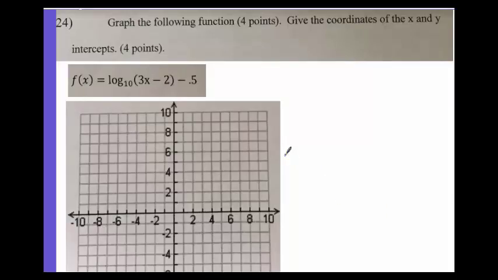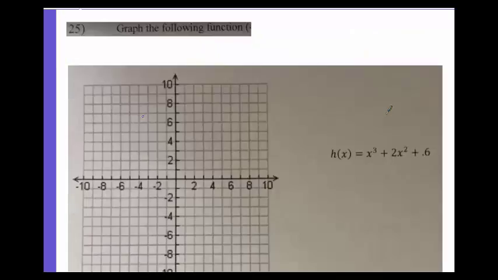Alright, here for 24, really all you're doing is plugging this into your calculator and seeing what the graph looks like. You could also do the calculation and see where your x and y intercepts are. You could go to the calc function and look for your actual x and y intercepts. This should be a really easy problem. If you have questions, I'll be happy to explain that. But it's just plug it into the calculator and graph what it shows.